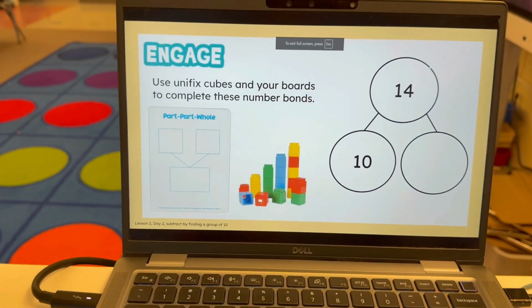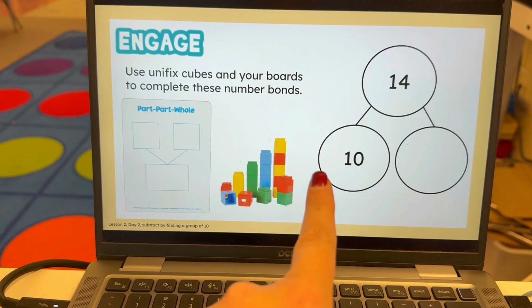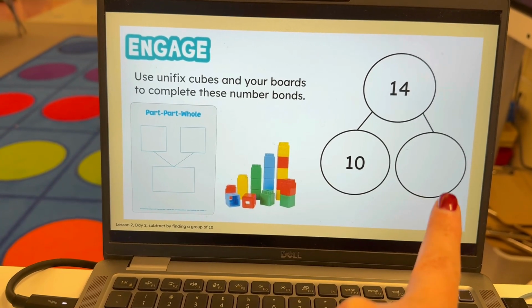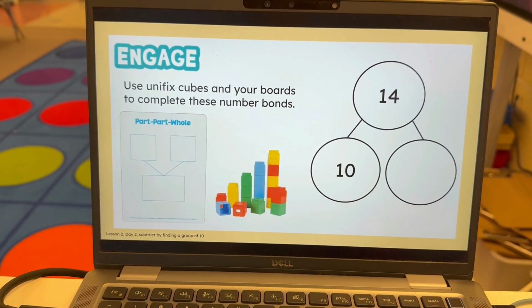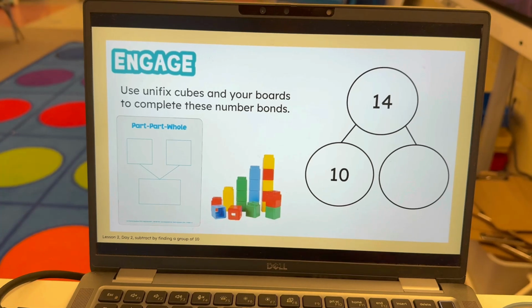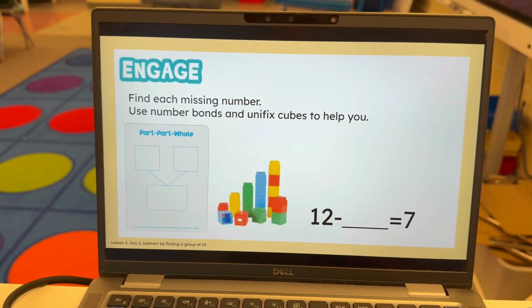Okay, I went over to my computer just to pull up the slides for when we taught this day. And we started by basically reviewing how we break teen numbers into 10s and 1s, which we just did in our last unit. So this was just a good little start. We have our part whole here. So 14 is 10 and 4. 13 is 10 and 3. So we started with that right there.